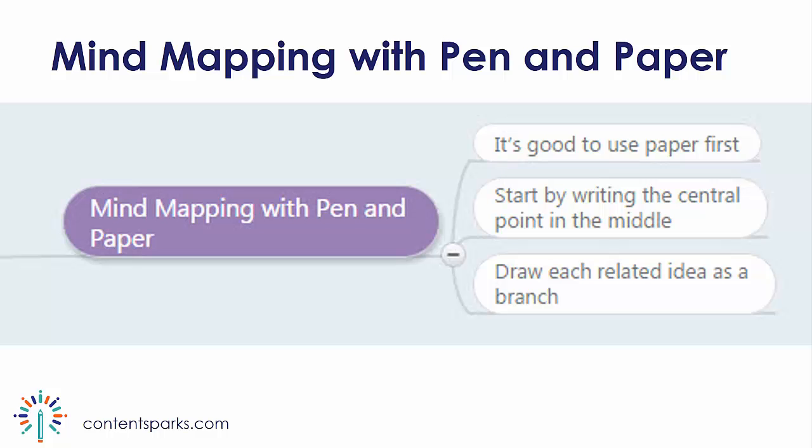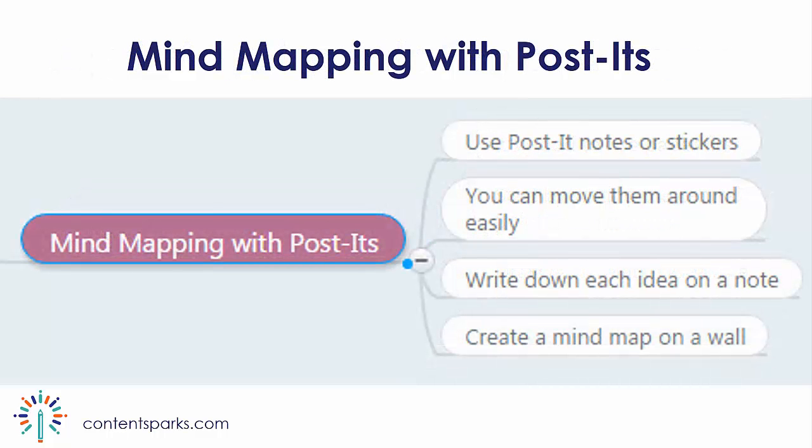Another way to make mind maps using simple tools is to use Post-it notes or stickers. Before software apps came along, this was actually my favorite method. The advantage is that you can move the stickers around easily. And instead of writing down each idea and circling it, write it on the Post-it and stick it where appropriate for your map. You can then create your map on a wall or a whiteboard using this technique and just move things around, stand back, look at it, get more ideas.